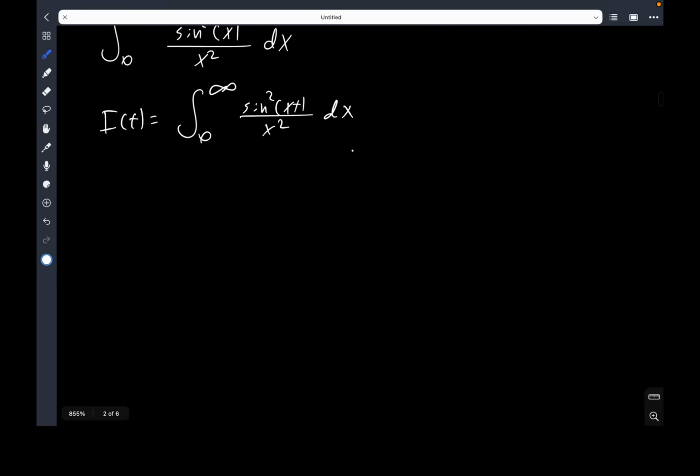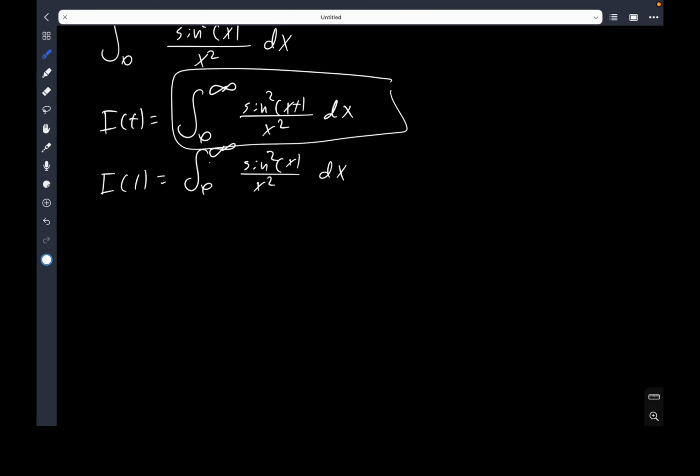And if I find I of 1, I'm going to get the integral of sine squared of x over x squared dx. What I'm going to do is change the form of this integral.